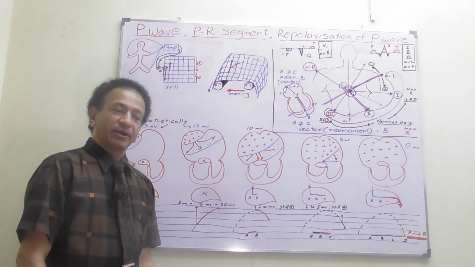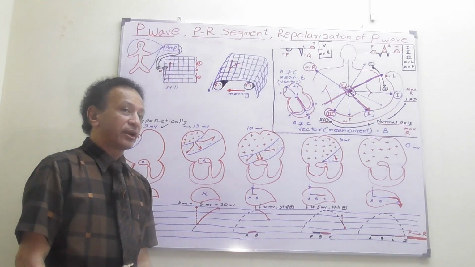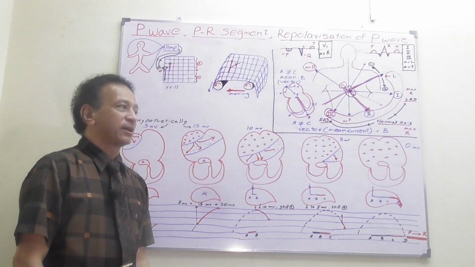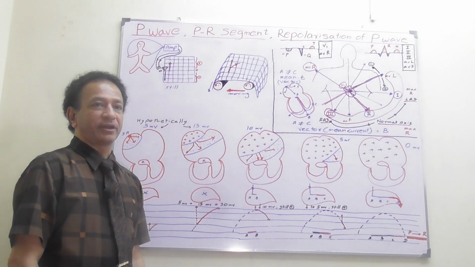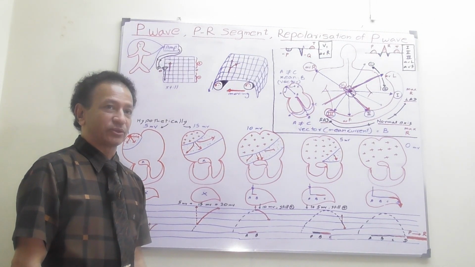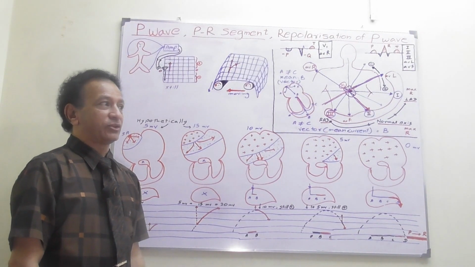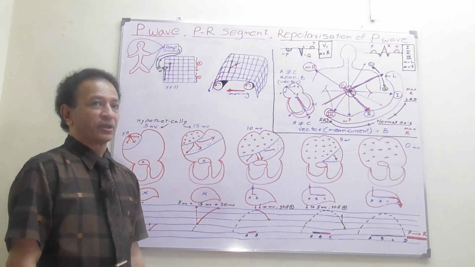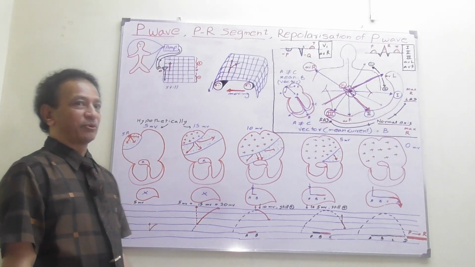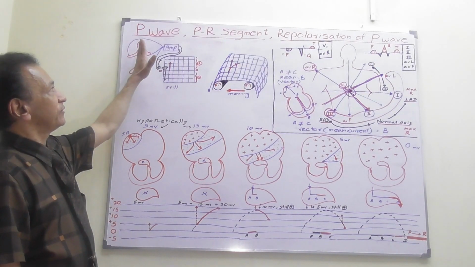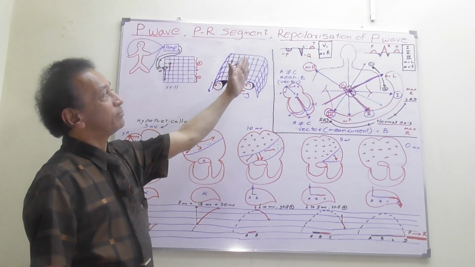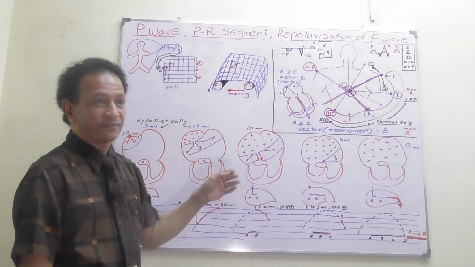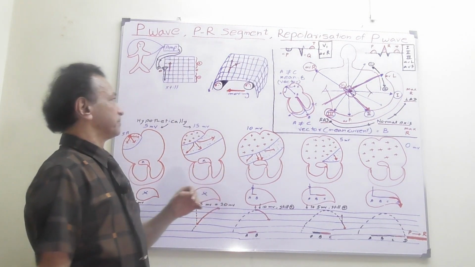I am Dr. LIYANAGAMA. I am attached to a coronary care unit in a private hospital in Colombo, Sri Lanka. I have been working in the coronary care unit for more than 20 years, so with my experience, I thought of explaining to you regarding ECGs. Today I am going to teach you how the P wave occurs and the PR segment occurs, where the repolarization of the P wave is in the ECG.